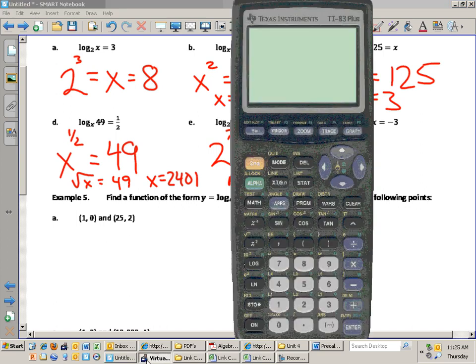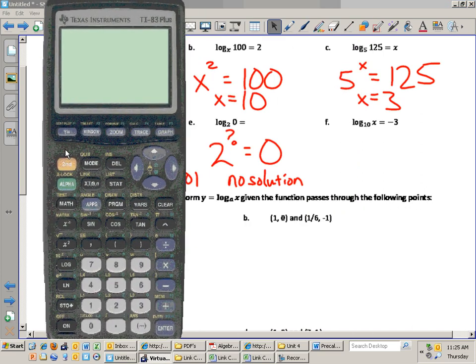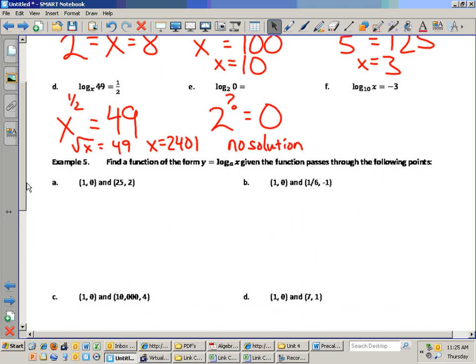If you go to your calculator and you type in log of 0, you get domain error. You don't have a result. In fact, if you look at the graph, it approaches 0, but it never touches it. So, therefore, it doesn't work out like that.